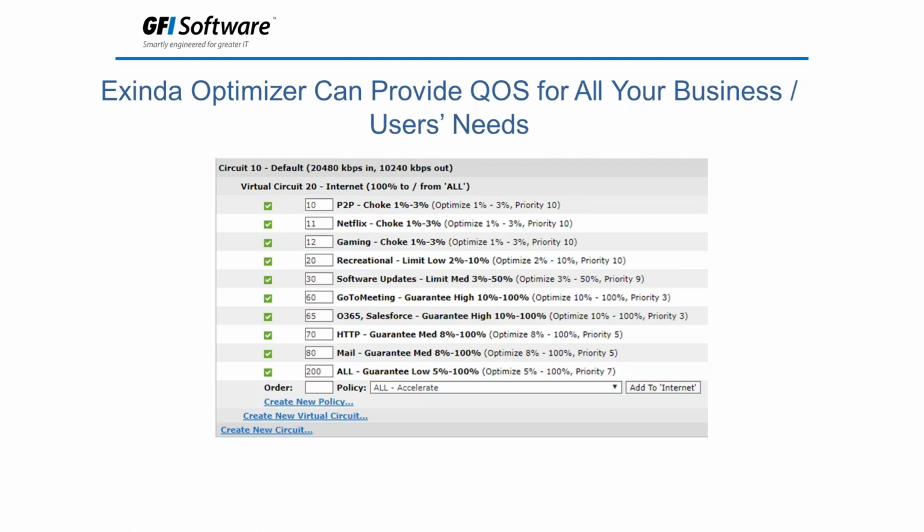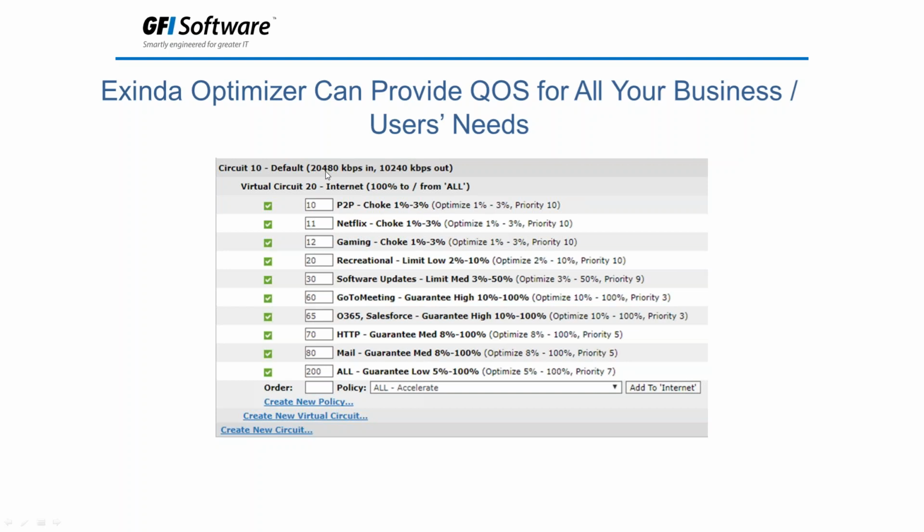So if you look at the optimizer, it's a very simple concept. It's basically a circuit. So as you see at the top here, we have circuit 10. And the circuit is just a concept of a bridge. It could be one bridge or it could be all bridges on the appliance. And a bridge is just a WAN port and a LAN port. One receives traffic from one direction, and then it sends it out the opposite port in the other direction, and vice versa.